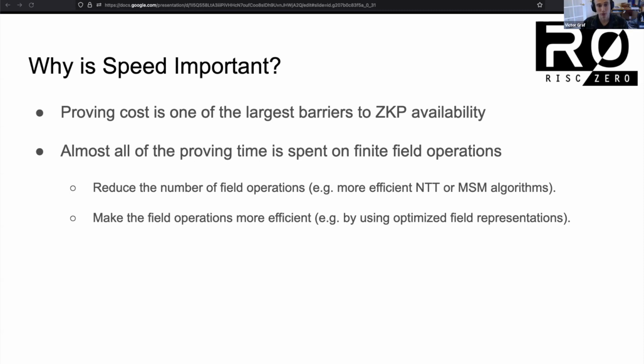Because proving costs in our field are one of the biggest barriers to deploying zero knowledge proofs to the general public, especially when you're talking about proving things in the browser or on a mobile phone. We really care about making our cryptography fast. Making cryptography fast involves a lot of things, one of those being having a really highly optimized finite field.